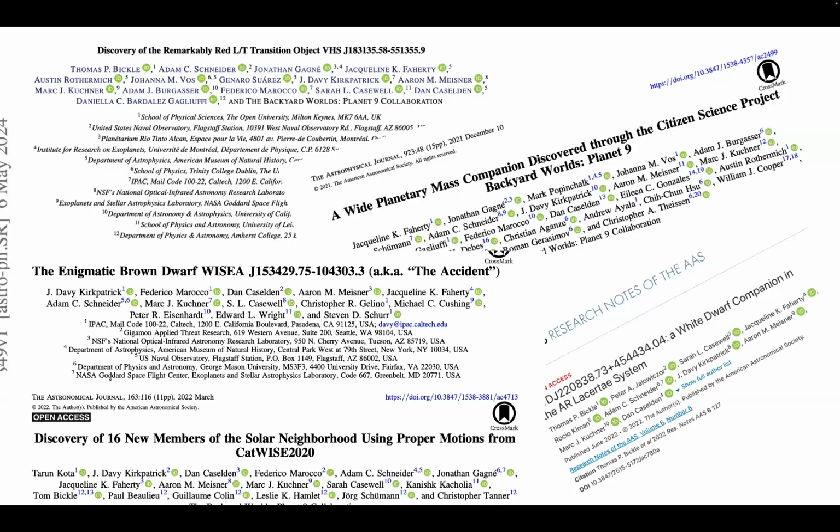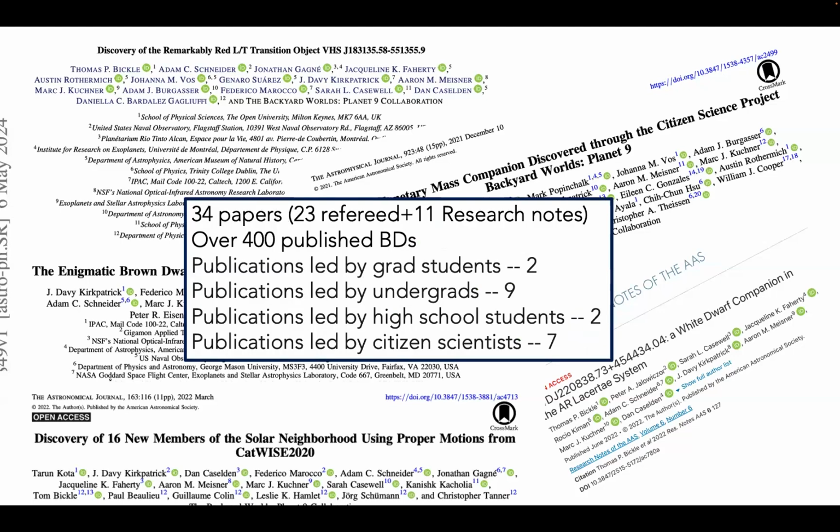So we have a selection of papers here, some of which I hope you might have read. No judgment if you haven't. But when I put the stats on, we've got 34 papers, 23 of which are refereed, and 11 research notes. And we've published over 400 new brown dwarfs as part of this project, which is phenomenal. There are only a few thousand known, so this is really incredible. And I don't like using publication statistics as a measure of success, but I think these publication statistics are very much a measure of this project's success.